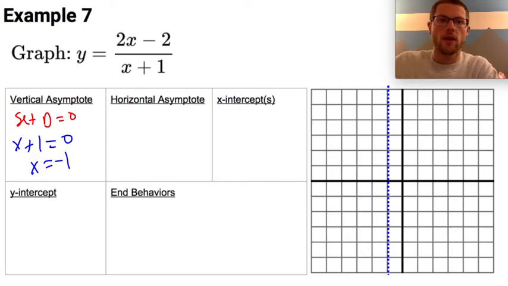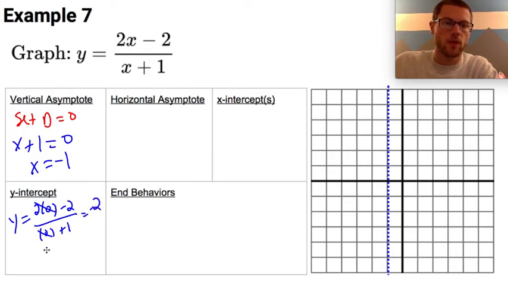All right, and then over here, let's take a look at the y-intercept. I'll set x equal to 0. So I have y equals 2 times 0 minus 2 over 0 plus 1. So really these guys cancel and they go away, and I have y equals -2 over 1, or y equals just -2. So I'll have a y-intercept of (0, -2).